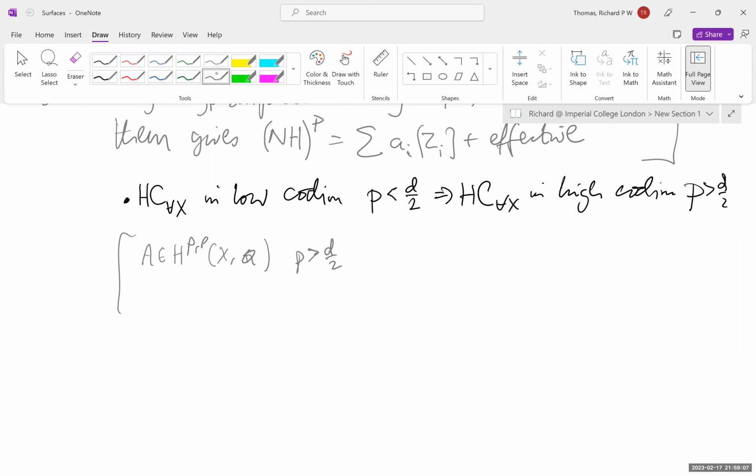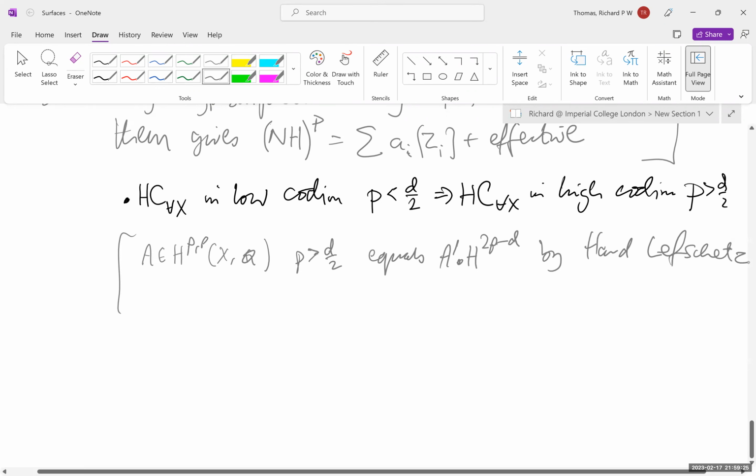So this A equals A primed dotted with some powers of the hyperplane class by the hard Lefschetz theorem, where A primed is in H, let me see my notes, d minus p. Did I get the numbers right? Okay, exercise, check I got all the numbers right.